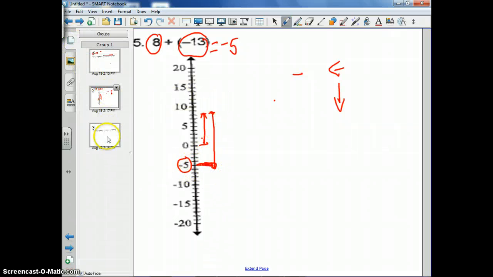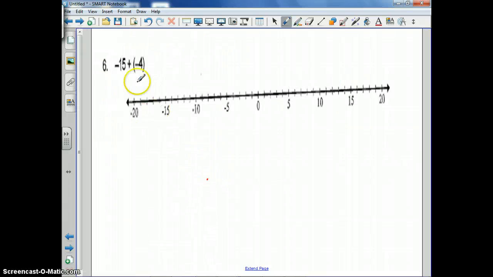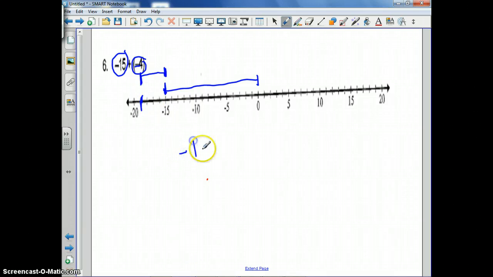All right, moving to the next one. So just like before, this first term tells us where to start. So in this case, we start at negative 15. So we're going to go to 15 from 0 first. All right. And then the next number tells us where we go from there. Since it's negative, we go to the left. So I'm going to start at 15, where I was, and go 1, 2, 3, 4. Let me just count. 1, 2, 3, 4, which is right here. So right now I'm at negative 19. And negative 15 plus negative 4 would be negative 19.